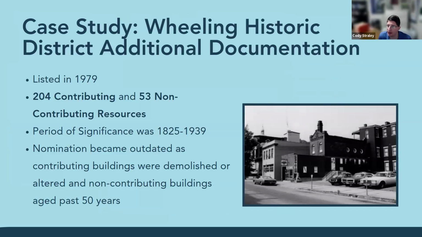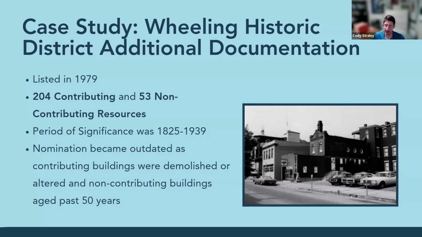And hello again. I'll keep this brief since we do want to have time for questions at the end, but our case study here is the Wheeling Historic District. It's an industrial city up in the northern panhandle of West Virginia. But it was listed back in 1979, and at the time, there were 204 resources that were contributing and 53 non-contributing. And most properties that were built prior to 1939 were considered contributing.